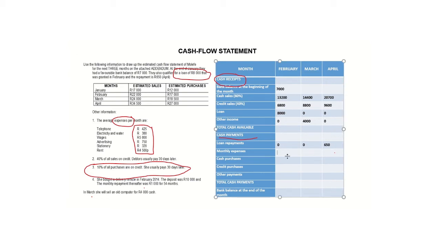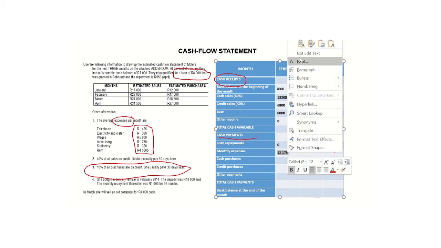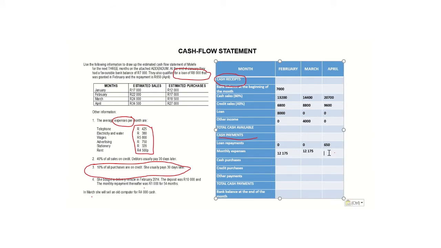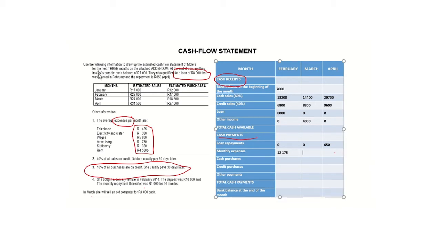I'm going to have my 12,175, and it's going to go across. This figure is going to be copied across, because it's going to be the same every month. It's not going to change. I think I messed up my alignment. I don't like the way it looks. I want it to be properly aligned.